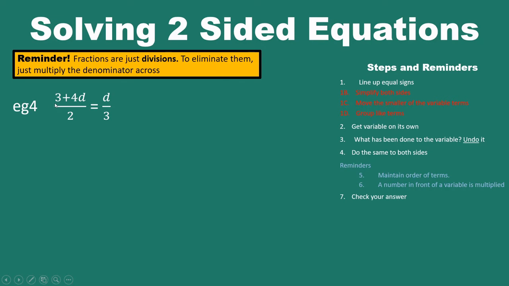What's happening here is 3 plus 4d. That answer is being divided by 2. So we can move the 2 to the other side of the equation by multiplying this whole side by 2. Before we do that though, remember, let's line up our equal signs. That will get rid of this division by 2 here, because 3 plus 4d divided by 2, then multiplied by 2, will just be 3 plus 4d. And 2 times this fraction over here is just going to be 2d divided by 3.